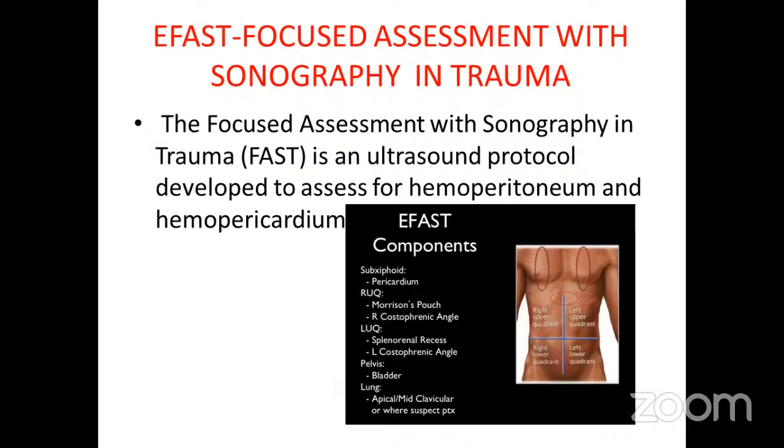And coming to the role of ultrasound in trauma, using ultrasound in trauma has been very beneficial to assess for hemoperitoneum and hemopericardium. So we need to EFAST. There are 5 components where you keep an ultrasound probe. The first one is subxiphoid to see for cardiac tamponade or a pericardial effusion. The right upper quadrant, that is Morrison's pouch or the right costophrenic angle. The left upper quadrant or the splenorenal axis to see for the left costophrenic angle. The pelvis and the bladder, and the lung, the apical, midclavicular or wherever your injury is suspected.